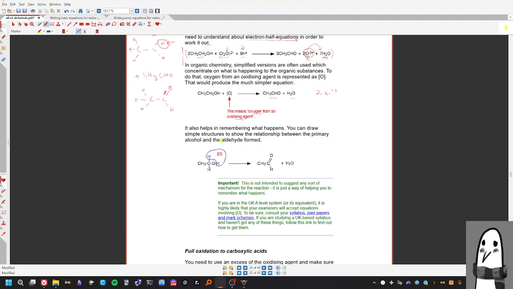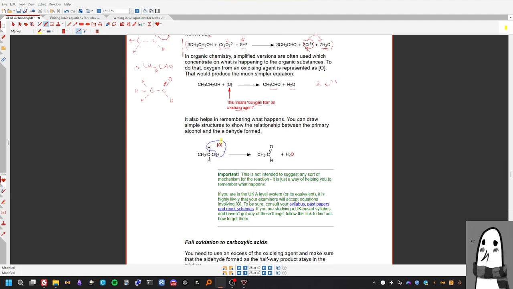You can draw simple structures to show the relationship between the primary alcohol and the aldehyde formed. Over here we have the O, which is the thing that actually truly reacts. It's the oxidizing agent, and it reacts with the two H's of the alcohol. One H coming from the actual OH group and another H coming from the alkyl group. As a result, we'll form a double bond with the C and an H2O. So the two H's form a bond with the O, and as a result, that lone pair is then used for a beautiful thing called a double bond.